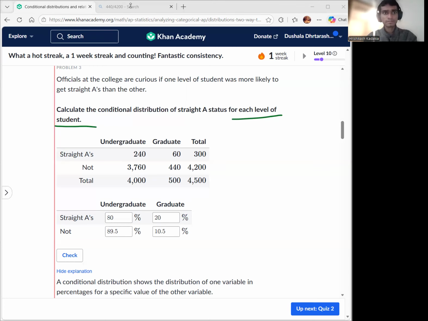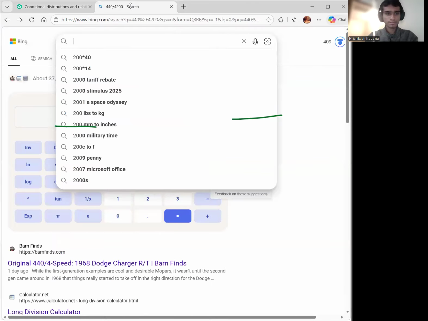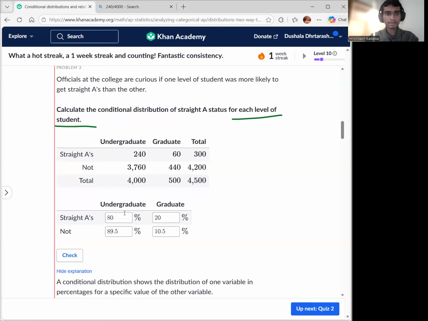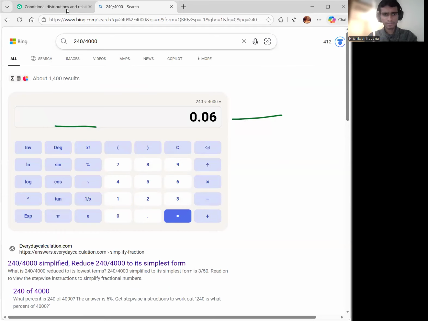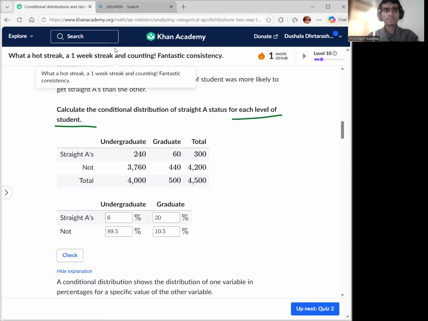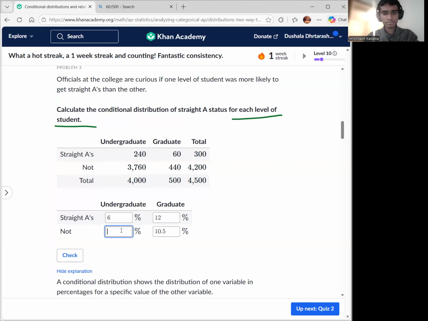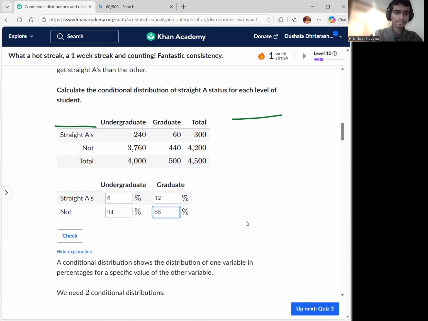It was 240 relative to 4,000, that's about 6%. That's how we get 6%. If we see 60 relative to the column over there, that's 500, right? So 60 by 500, that's how many graduate students got straight A's out of the graduates. That should be about 12%. So 12% should be over there. Now here it should be like 100 minus 6, that is 94. The next one should be 100 minus 12, which is about 88. And that's how they got this answer.